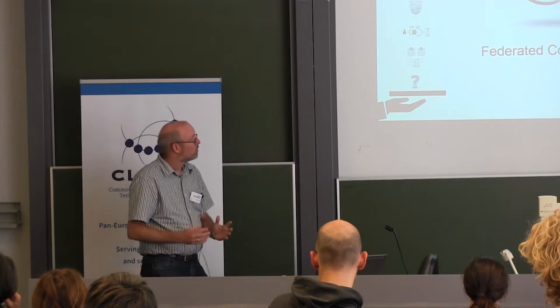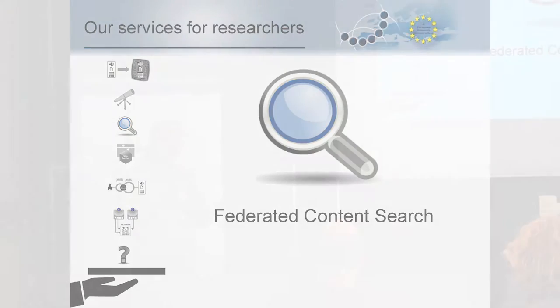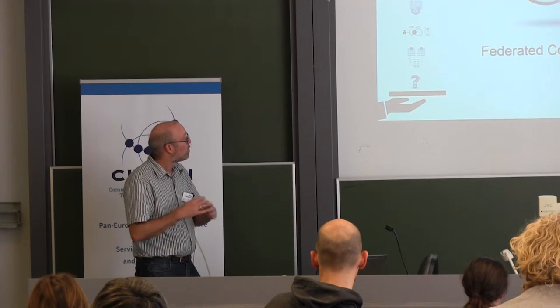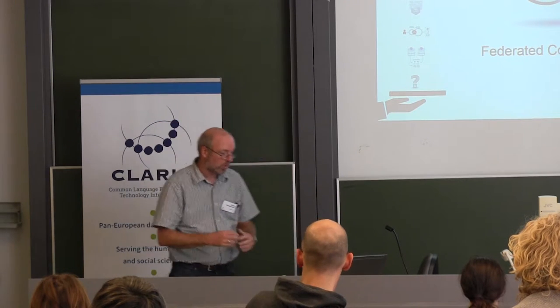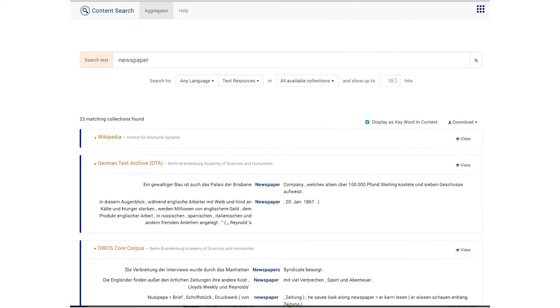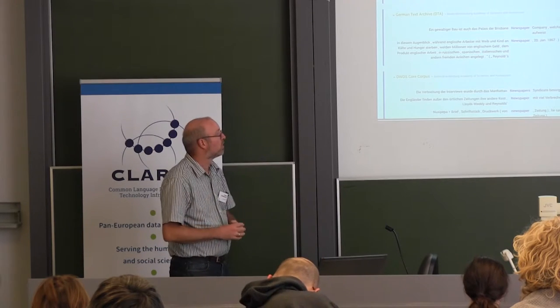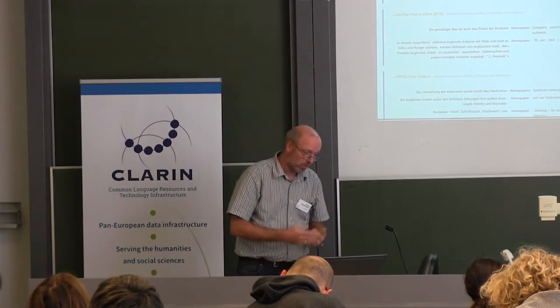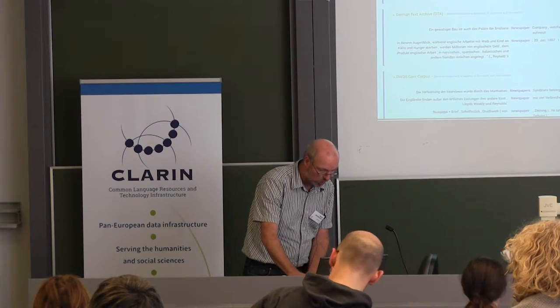But there is also a tool that goes deeper into the actual data, which is the federated content search. This relies on the fact that several of the archives, sometimes corpora mainly, have really specific content search engines. And using federated content search, you can actually go in. So again, I search for newspaper, and then it will find matches in various collections. Behind the scenes, this is like an aggregator. All these various search engines are contacted, and you can actually see matches in there, and you get a keyword in context return overview of matches.